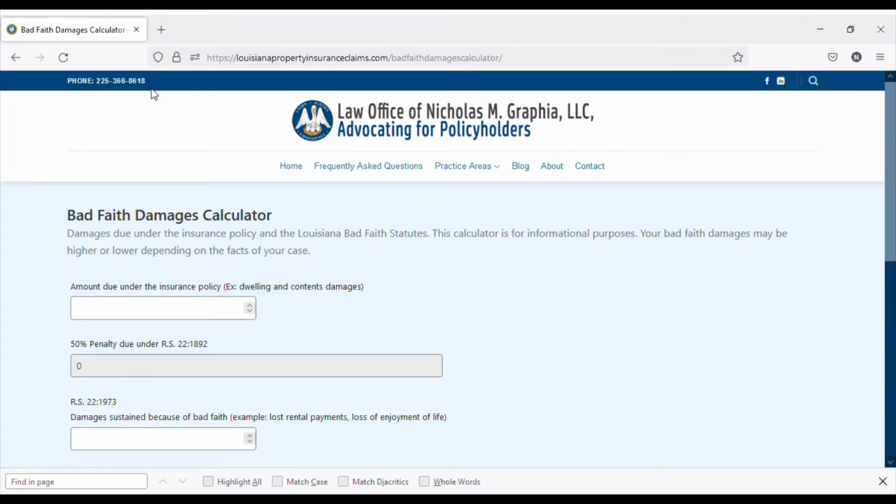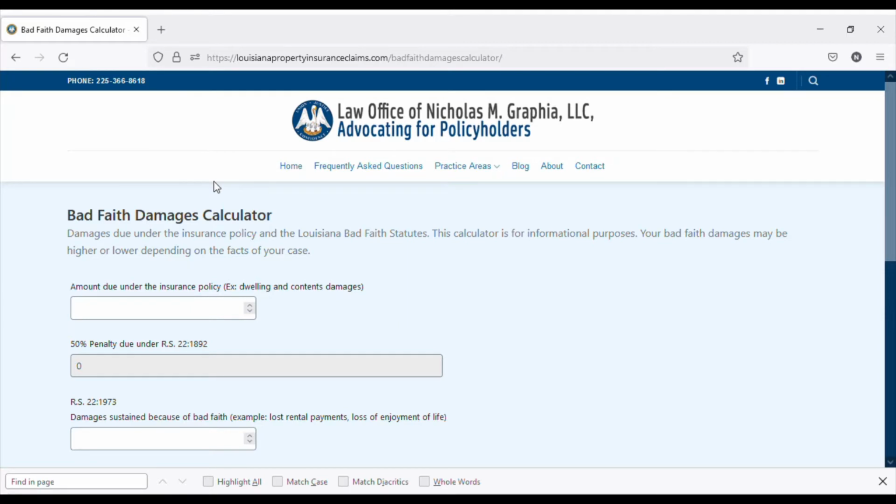Today we're going to go over how you can estimate your bad faith damages using the bad faith damages calculator on our website. Okay, here we are at the bad faith calculator. You can access it at LouisianaPropertyInsuranceClaims.com/bad faith damages calculator.